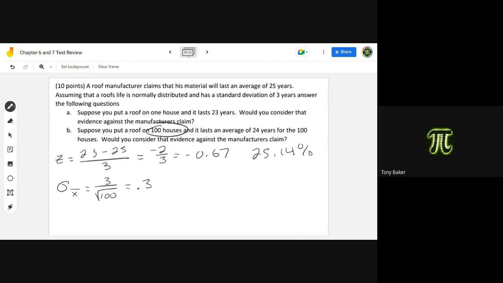Suppose you put your roof on 100 houses and it lasts an average of 24 years for those 100 houses. Would you consider that evidence against the claim? So now let's look. For my new Z-score, I'm doing 24 minus 25, and I'm dividing by 0.3, and I get negative 3.33.